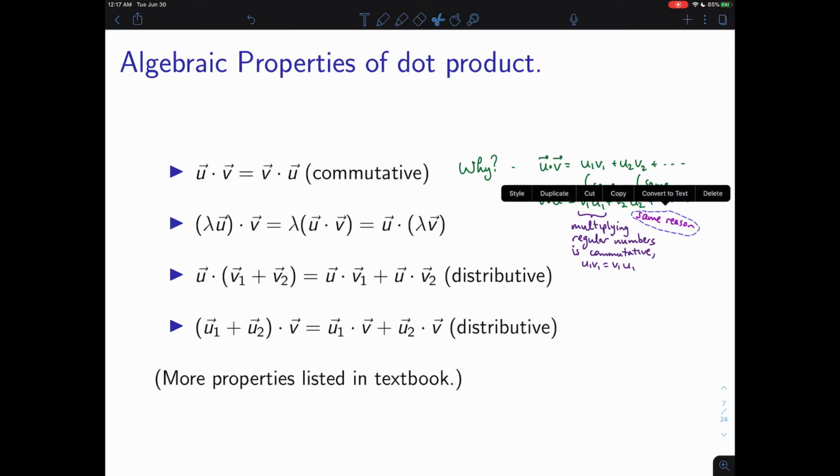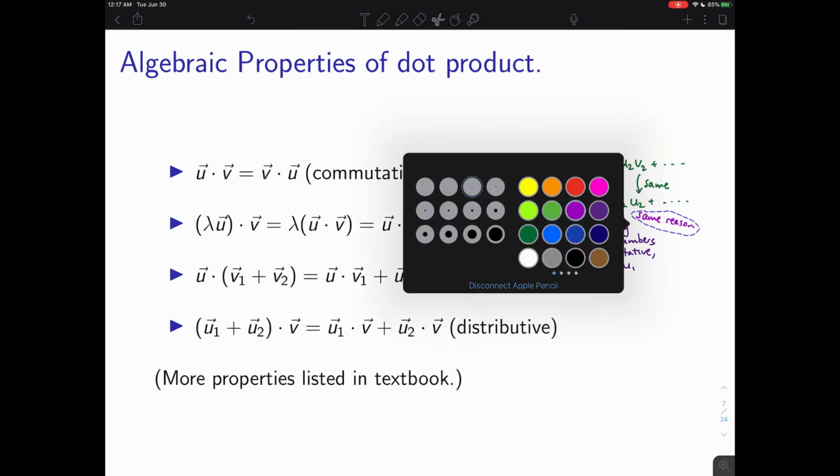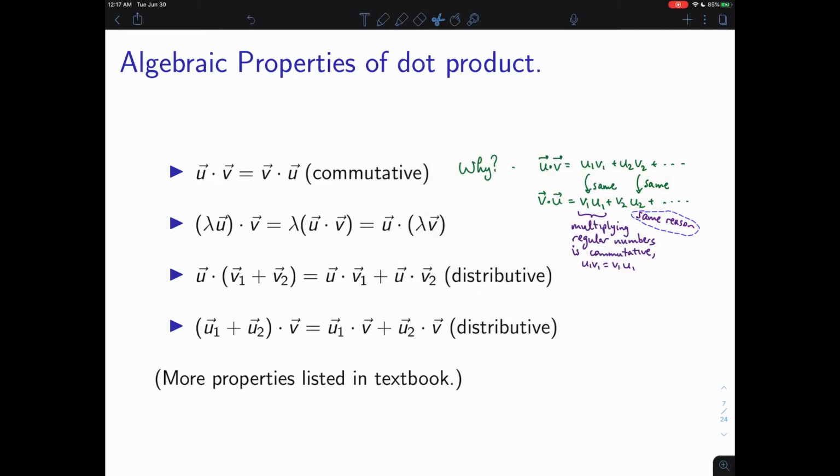Anyway, so in the end, what it comes down to is that dot product of vectors is commutative because multiplying regular numbers is commutative. So the commutative property for regular numbers translates directly into the commutative property for dot product.